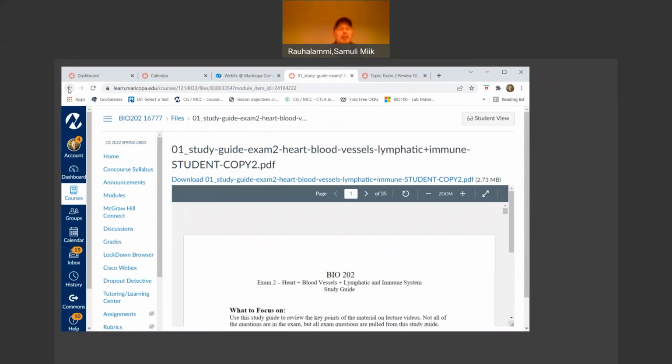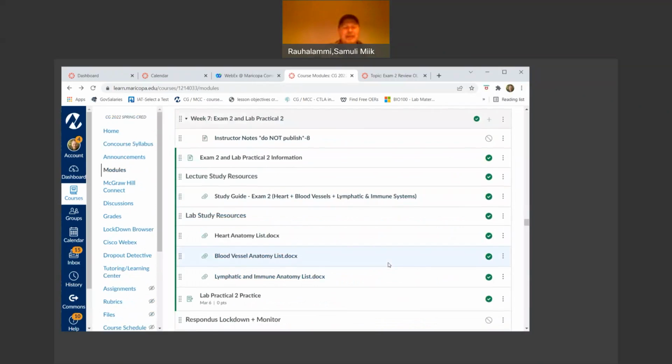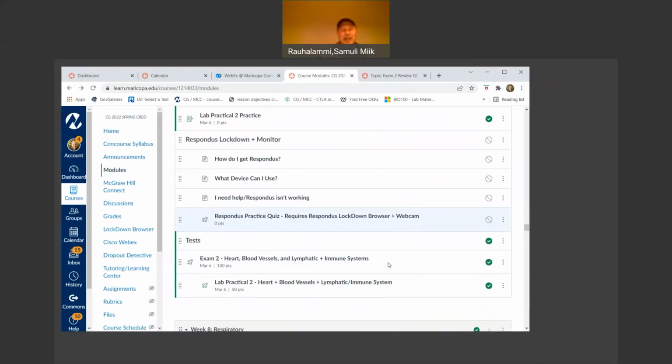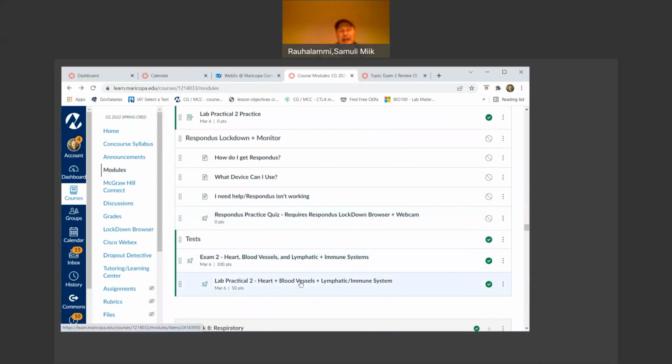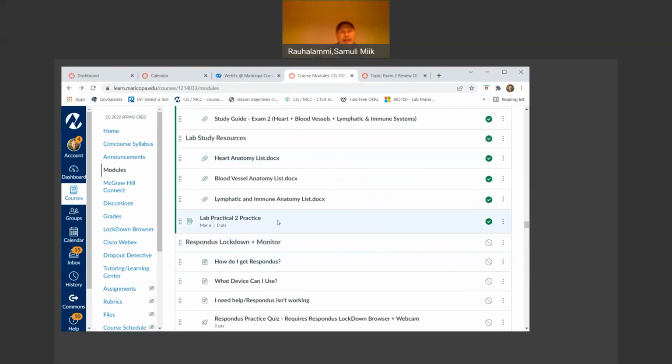The other thing that I wanted to just gently remind you is that if you are all up to date with your assignments, the only thing you need to do this week is to complete your exam 2 and lab practical 2. For those, make sure you get those in by the end of the week, so before the end of the Sunday. And if you're considering the lab practical 2 and want to prepare for it, you'll find the lab practical 2 practice under the lab study resources.